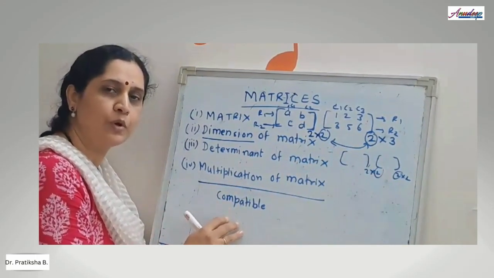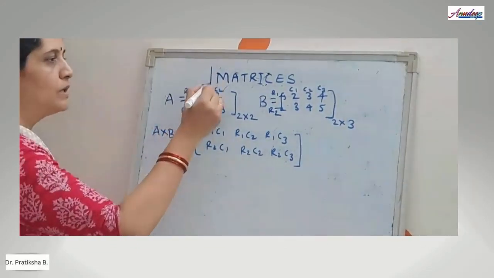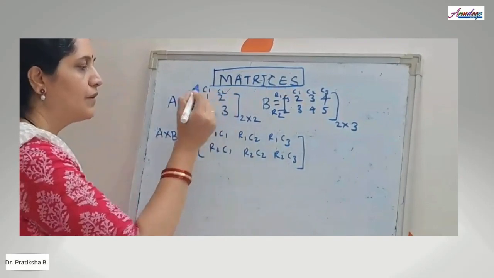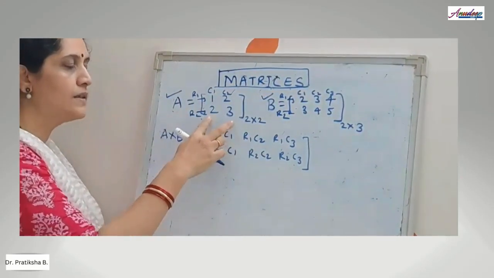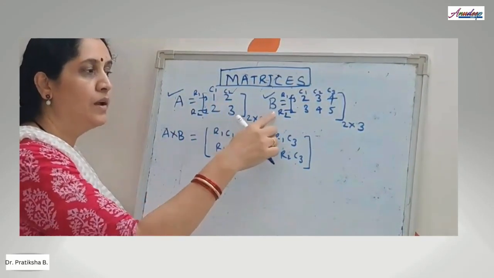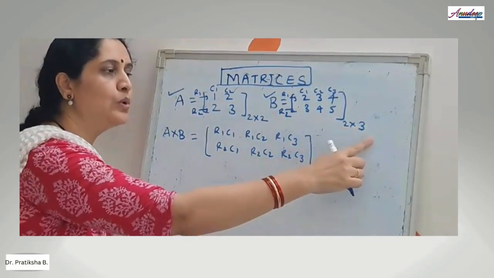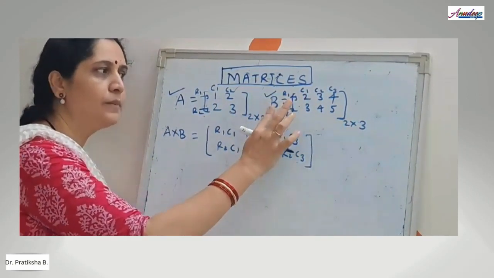Now let us solve one problem on multiplication. Let us see how to multiply two matrices. We are given matrix A and matrix B. Matrix A is a 2 by 2 matrix with elements 1, 2, 2, 3. Matrix B is of dimension 2 by 3, that is, 2 rows and 3 columns.